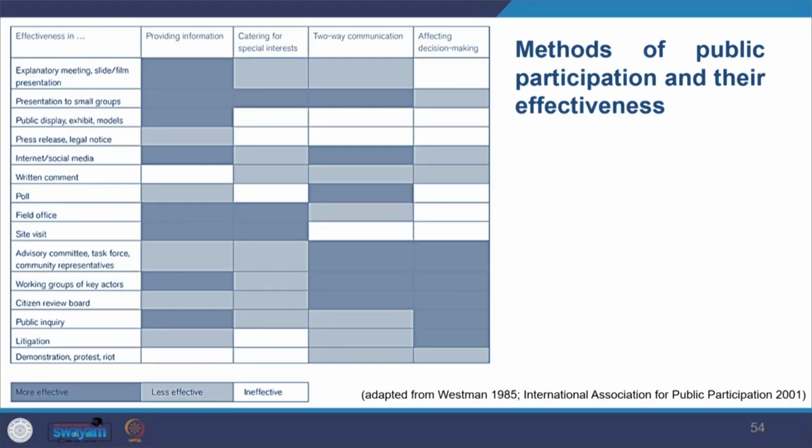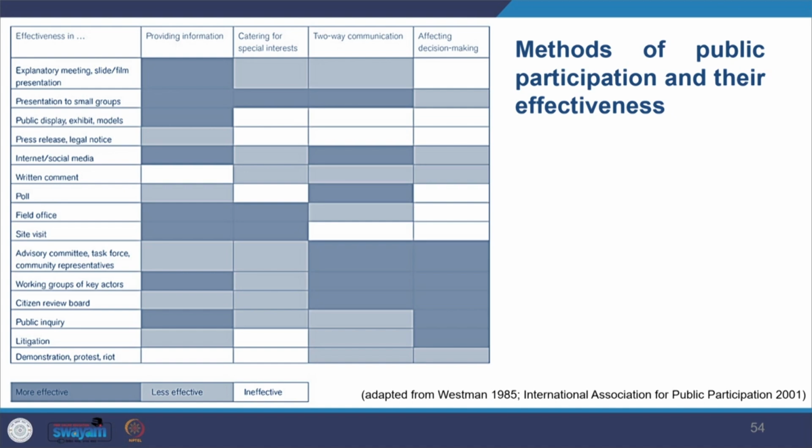So here you can see different methods of public participation and their effectiveness. You can have an explanatory meeting, you can have film and presentation, which provides information, caters to the special interest group, and allows two-way communication.